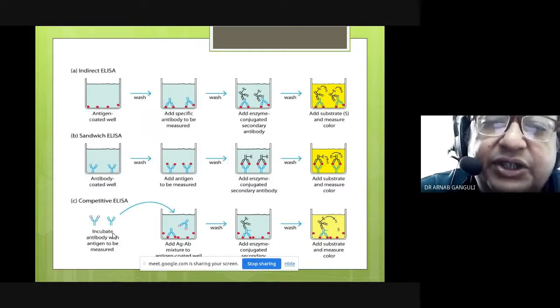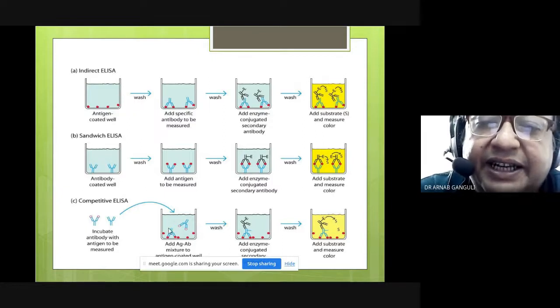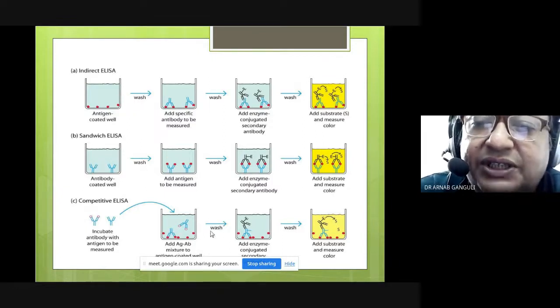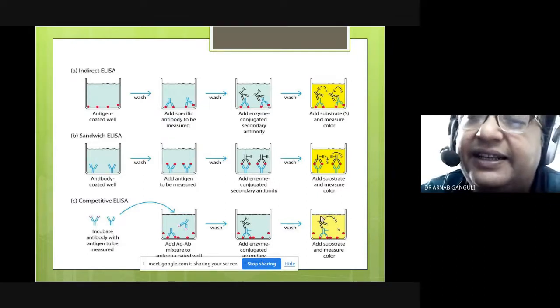In competitive ELISA, you incubate the antibody with the antigen to be measured. The antigen-antibody mixture is added here, wash, then both of them are added together. Then you add the secondary enzyme, wash, and then you get the color. Okay, clear?